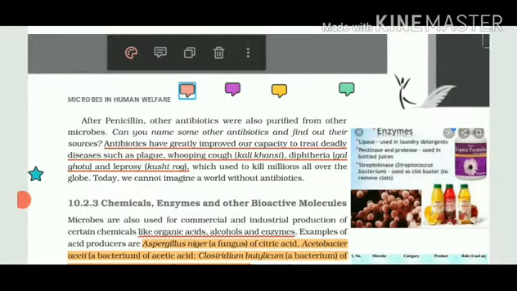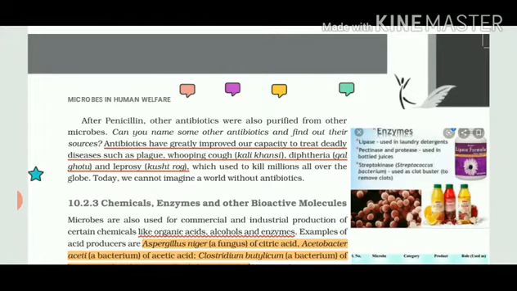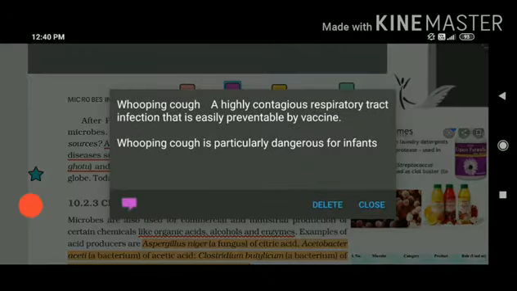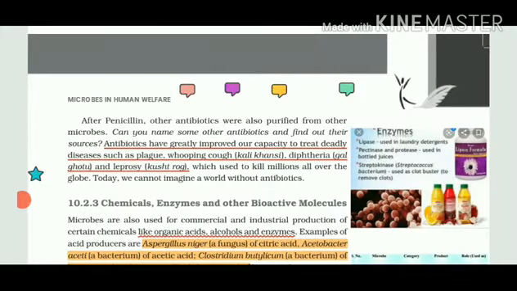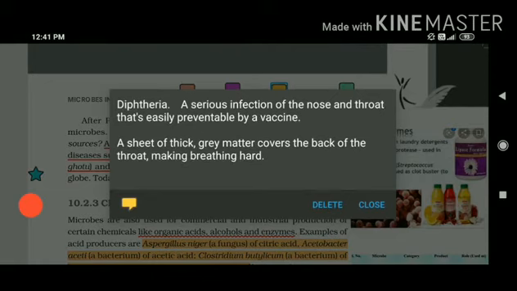Now the next disease is whooping cough. It is a highly contagious, meaning it can communicate easily, respiratory tract infection that is easily preventable by vaccine and is particularly dangerous for infants. Then the third is diphtheria. Diphtheria is a serious infection of the nose and throat that is easily preventable by a vaccine. What happened in this case?